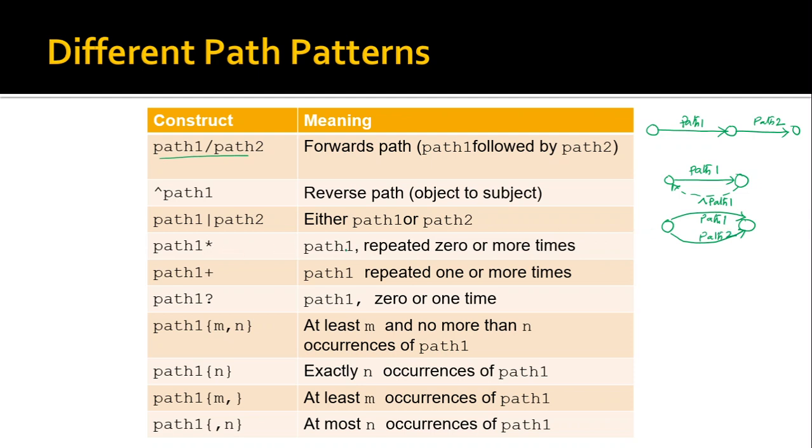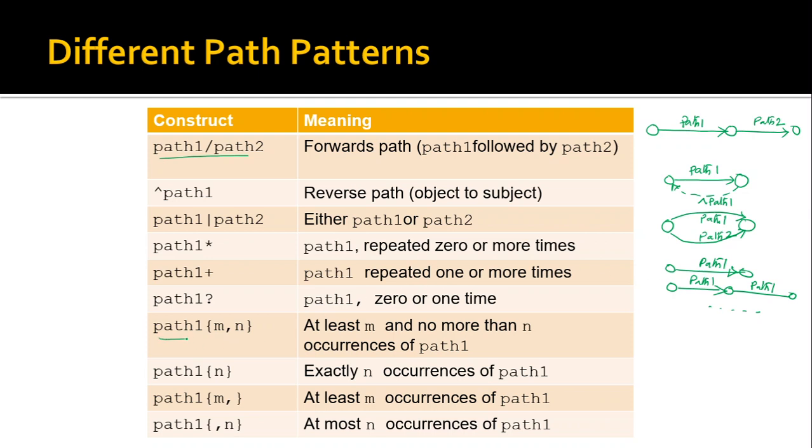Path 1 star means that this path 1 may not occur, or it may occur one or more than once, right? So it occurs either 0 times or repeated more times, right? Path plus means that this path is repeated one or more than one times, right? So if you have something like this, this is also satisfied, or if you have something like this, you have path 1 then another path 1, this is also satisfied, and this can go on forever, right?